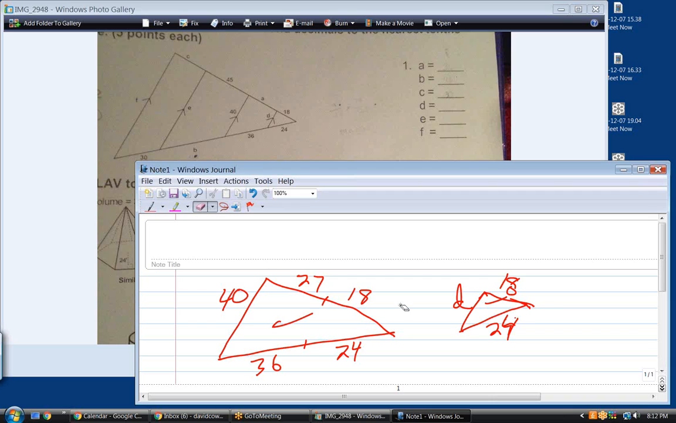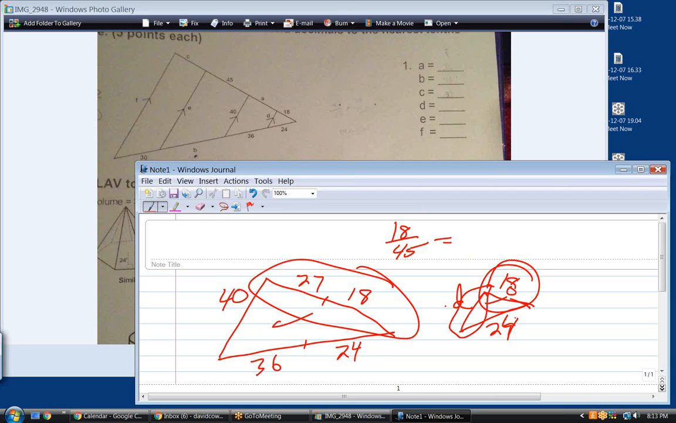Okay. So let's compare this side to this side. Those are the corresponding sides, right? Well, that's 18 to 45. Comparing this side to this side has to be the same ratio as this base is to this base. And that's D is to 40.